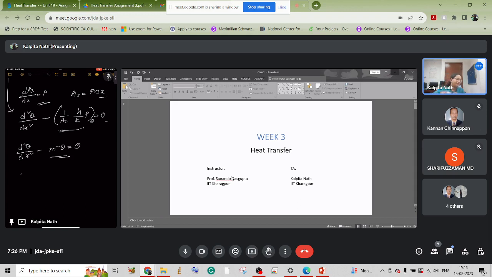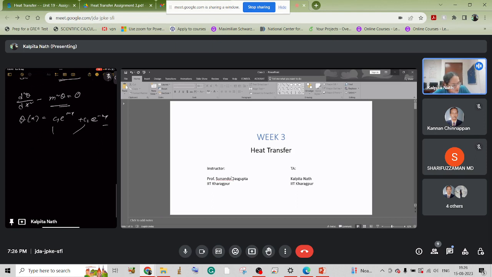So here obviously it can be solved as theta(x) = c1 e^(mx) + c2 e^(-mx). So we need two boundary conditions, as there are two constants available. The first one we can write as theta at 0 is Tb minus T infinity, which is equal to theta b.